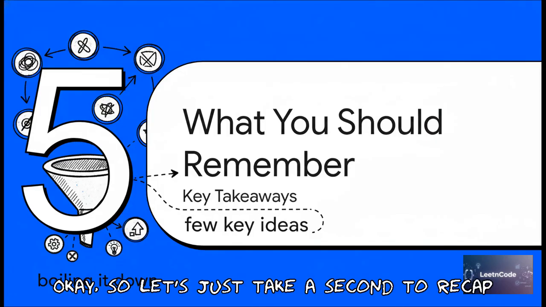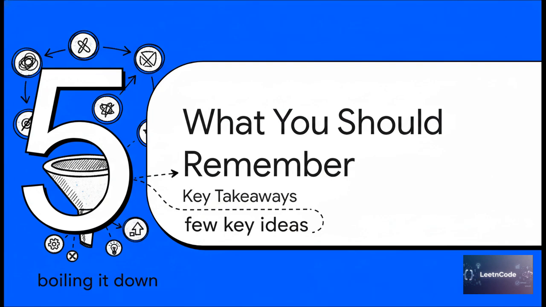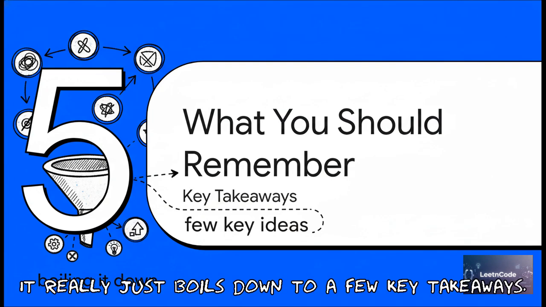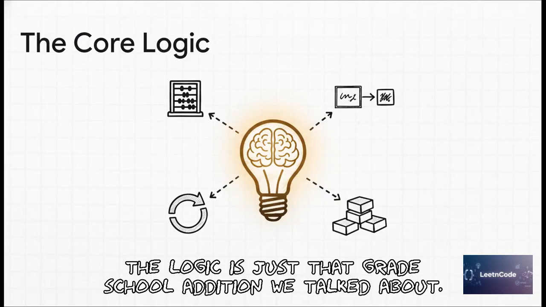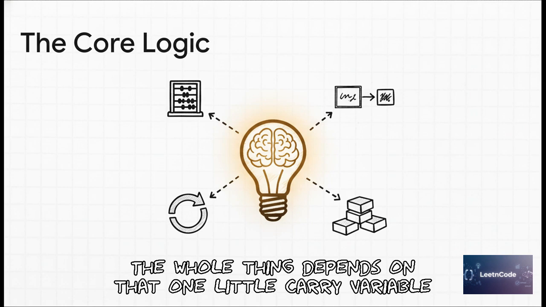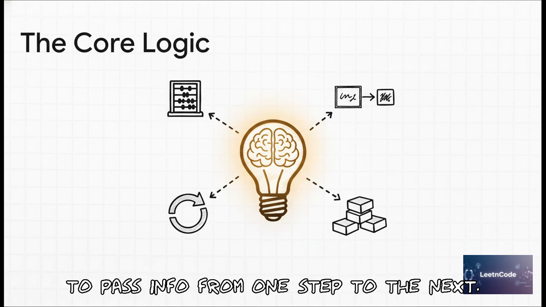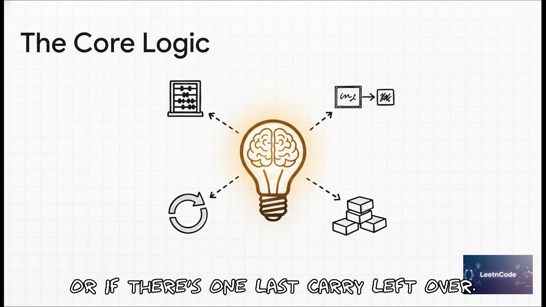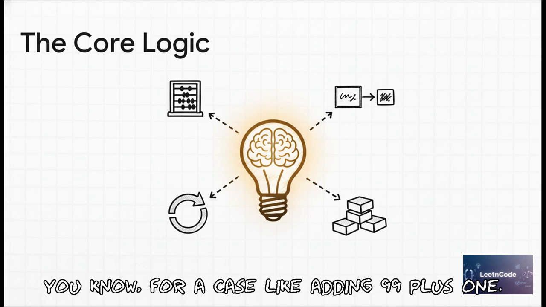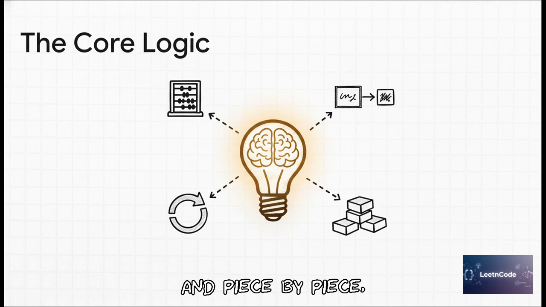Perfect. Okay, so let's just take a second to recap what really makes this solution click. It really just boils down to a few key takeaways. So, at its heart, the logic is just that grade school addition we talked about. The whole thing depends on that one little carry variable to pass info from one step to the next. And you've got to remember, the loop has to keep going as long as there are digits or if there's one last carry left over, for a case like adding 99 plus 1. And piece by piece, you build your answer, one digit at a time.